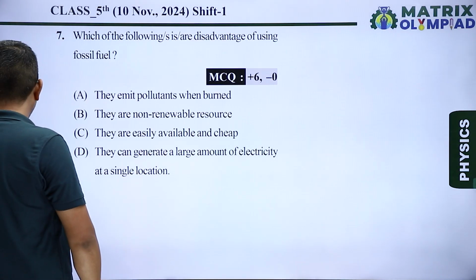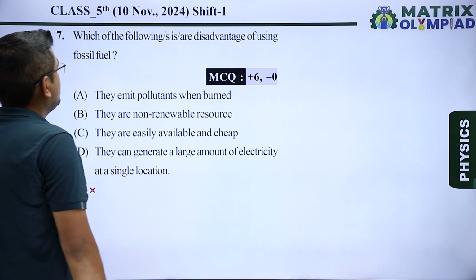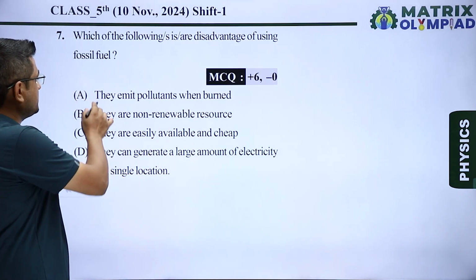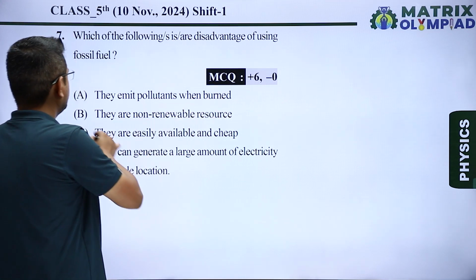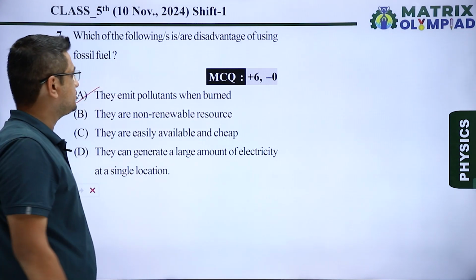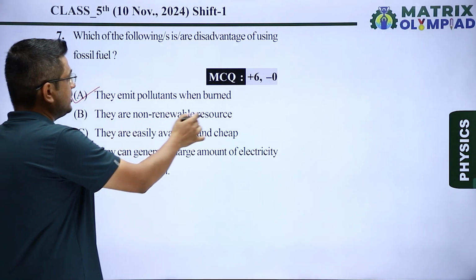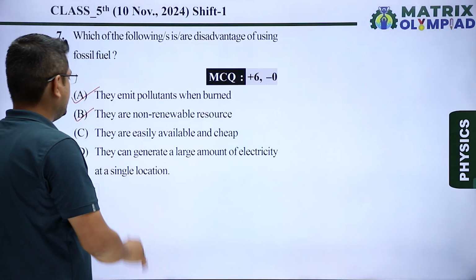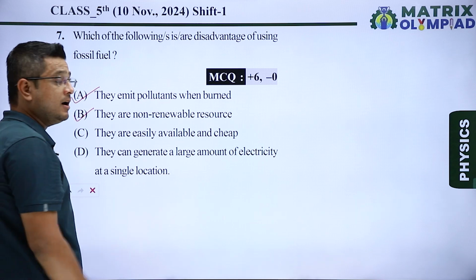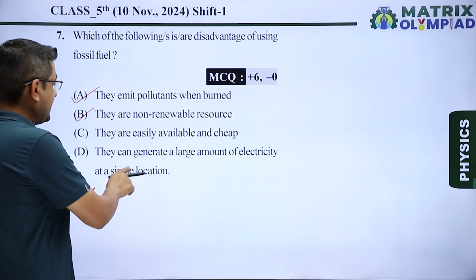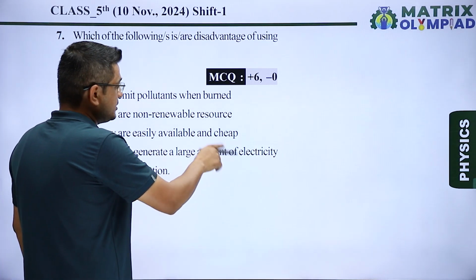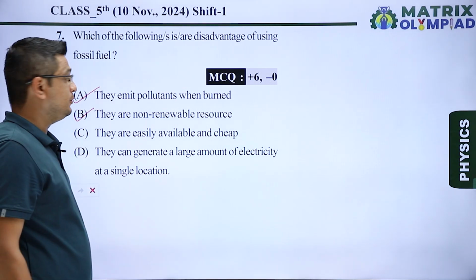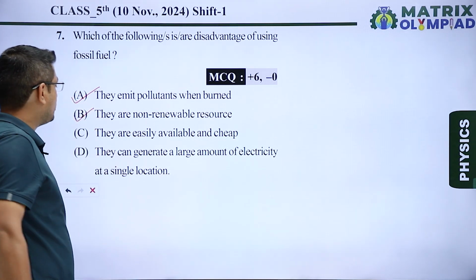Next, question number 7. Which one of the following is a disadvantage of fossil fuel? Option A, they emit pollutants when burnt. So this is a disadvantage of fossil fuel. They are a non-renewable resource. This is also a disadvantage of fossil fuel. They are easily available and cheap. This is an advantage of fossil fuel. They can generate a large amount of electricity at a single location. This is also an advantage of fossil fuel. So our correct answer will be option A and option B.